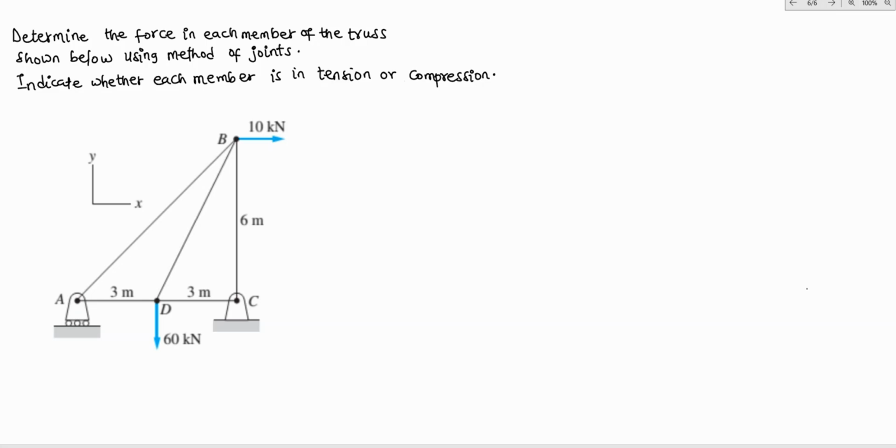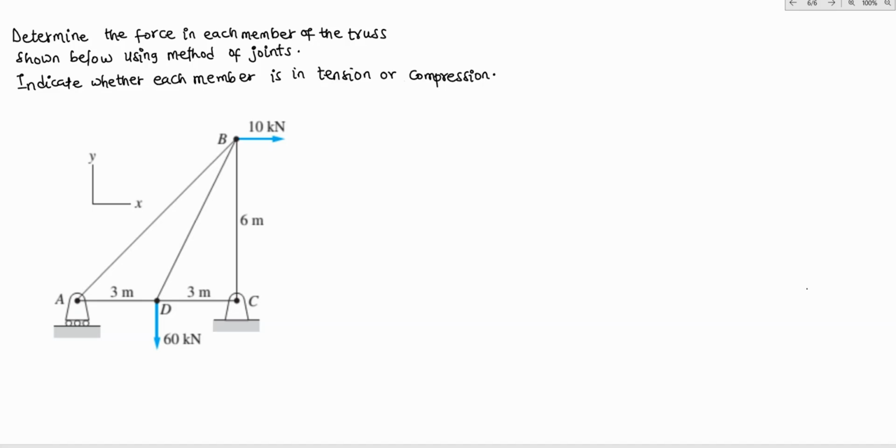In this video, we are going to solve this question I have on the screen. The question says, determine the forces in each member of the triangle below using method of joints. Indicate whether each member is in tension or in compression. Okay, so now let's look at how you are going to solve this question.